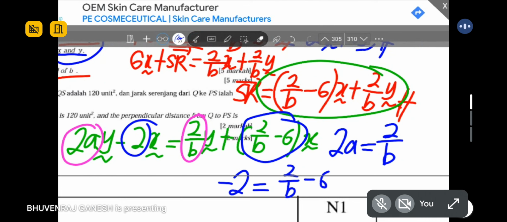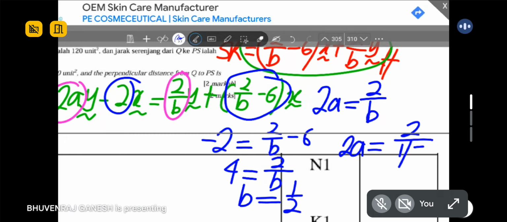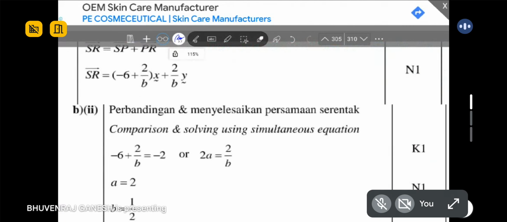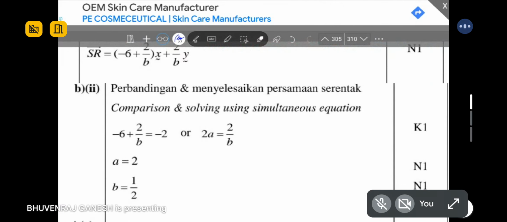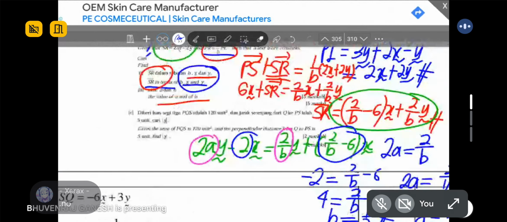So can you solve for B? Yes. Boleh selesaikan for B. So 4 is 2 over B. B is equal to half. You already get B value. A value, substitute here. Gantikan. B is half. 2A equal to 4. A equal to 2. Done. Understand, guys? Boleh faham how I get my A and B? Are you clear? So the concept is simultaneous equation. Persamaan serentak. Alright? Any problem so far? Apa-apa masalah setakat ni? Don't have. Okay, continue.